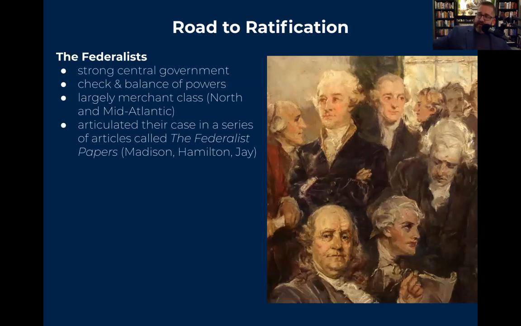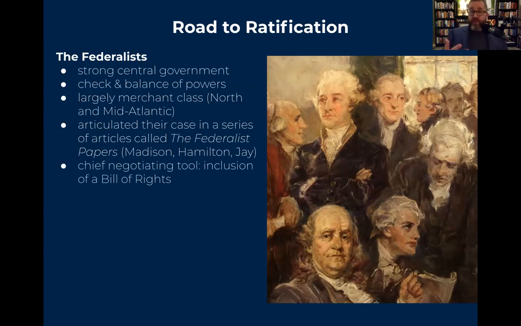They threw off the shackles of a tyrannical king, tyrannical in their eyes, and they're now having to sell a replacement of power with new power, right? So that's going to be seen in a myriad of those papers called the Federalist Papers. And the chief negotiating tool out of this that's really going to get the anti-federalists on board is an inclusion of a Bill of Rights.